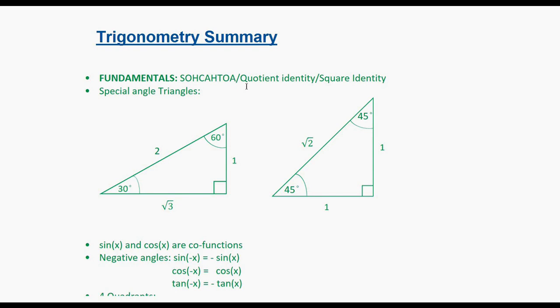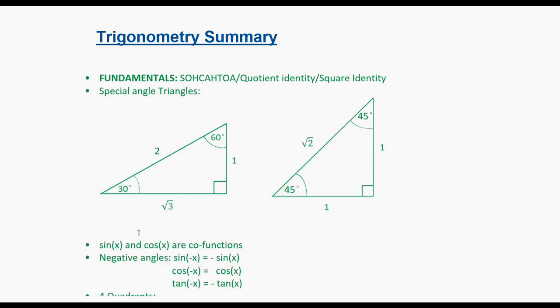Then I looked at the quotient identity, which states that tan of theta is equal to sine theta over cos theta. Next, the square identity, which says that sine squared theta plus cos squared theta is equal to 1. Then I went over the special angle triangles, which are a useful tool for knowing which values the trig functions of sine, cos, and tan would give for different angles.